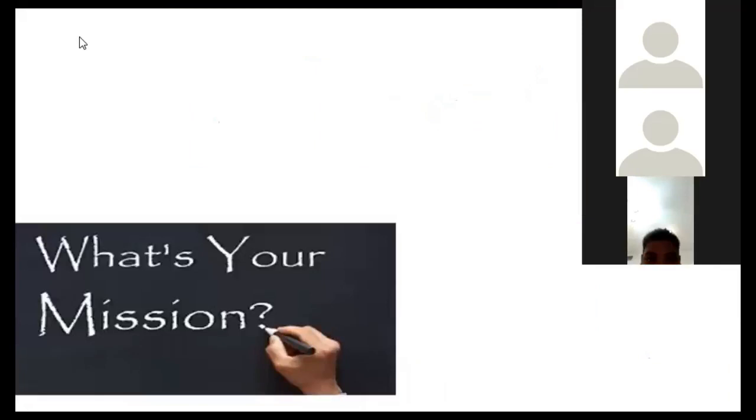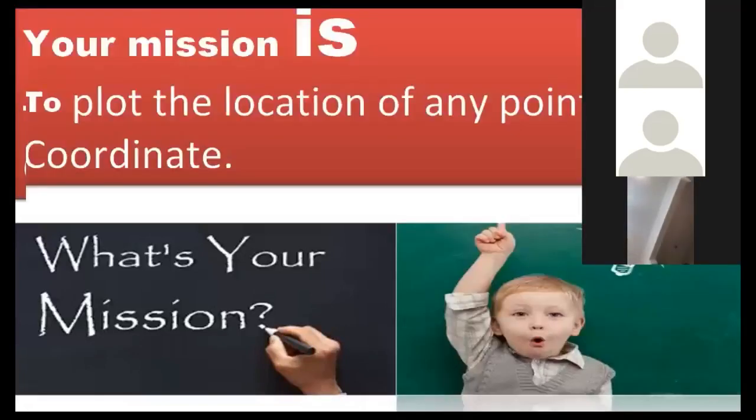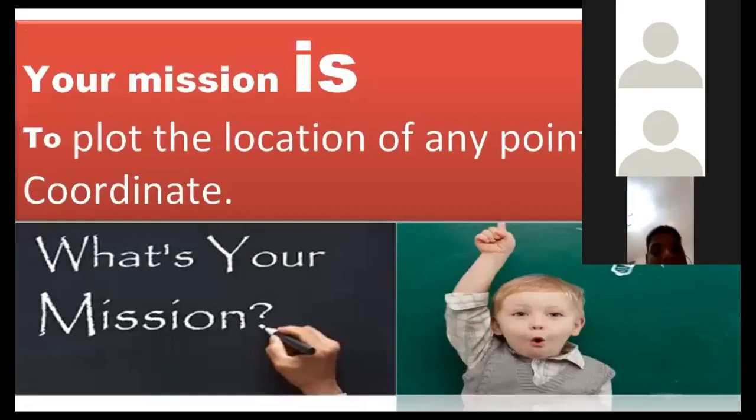So what is your mission today? Your mission is to plot the location of any point on the coordinate grid. How can you do that? Through the given ordered pair, and on the grid you can move right or up to determine the intersection between the two values in the ordered pair to locate or plot the point. This is your mission today, only.